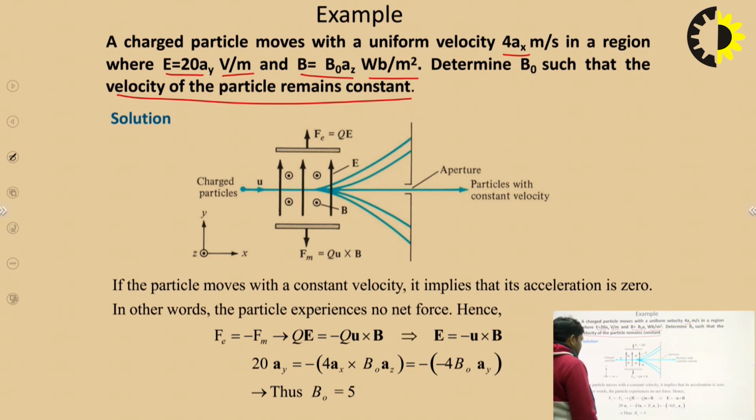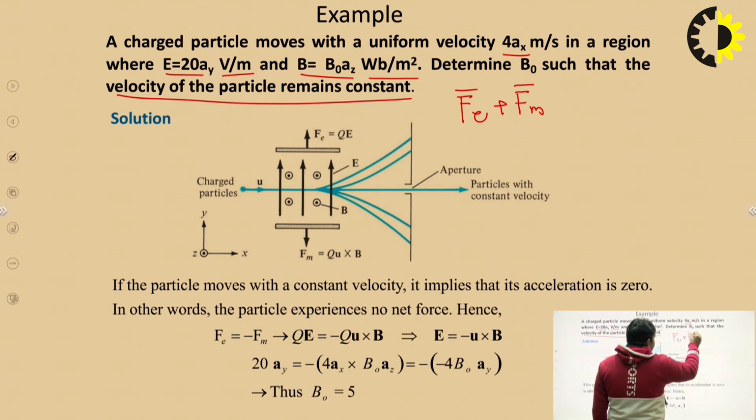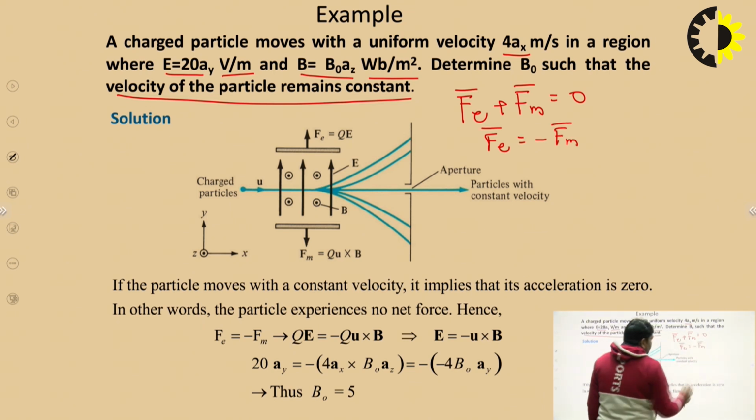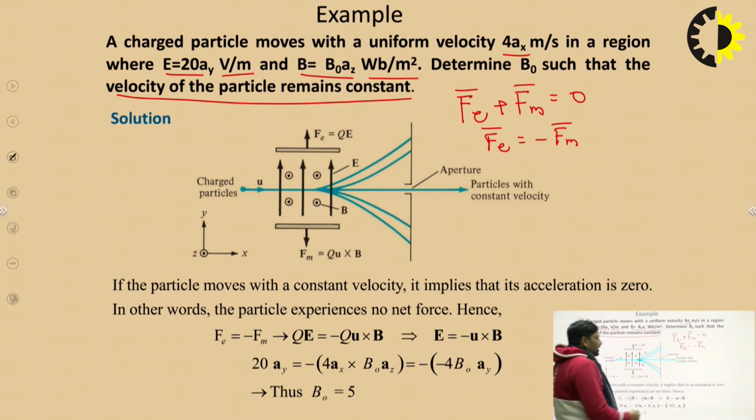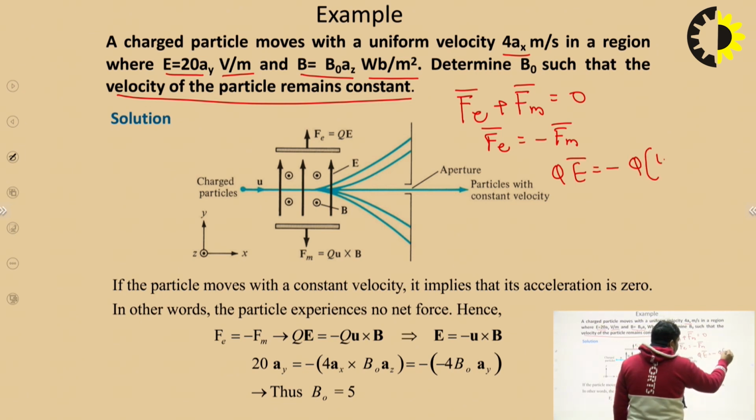This is a very important question which has to be asked in the university exam. In this case, we know that if the velocity of the particle remains constant, that means the net force is zero, so Fe is equal to minus Fm. The electric force is equal to the minus of the magnetic force. What is the electric force? Electric force is equal to Q into E. What is the magnetic force? Q into u cross B.